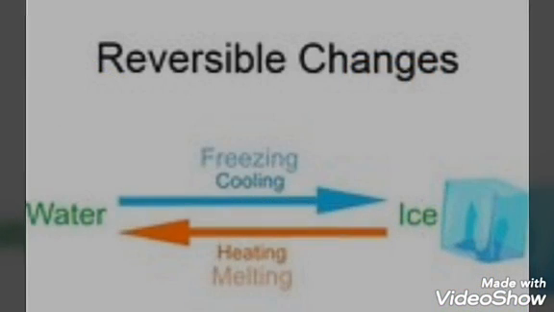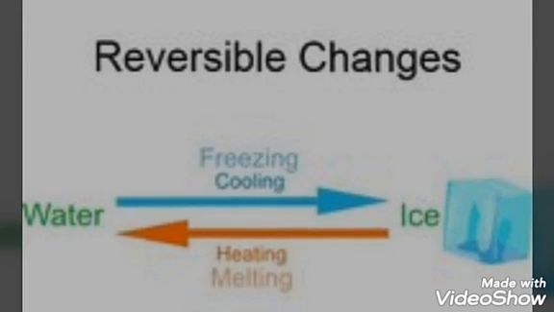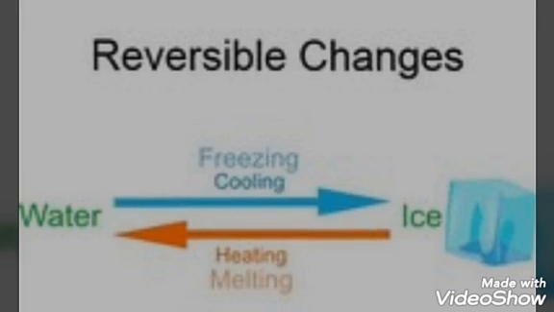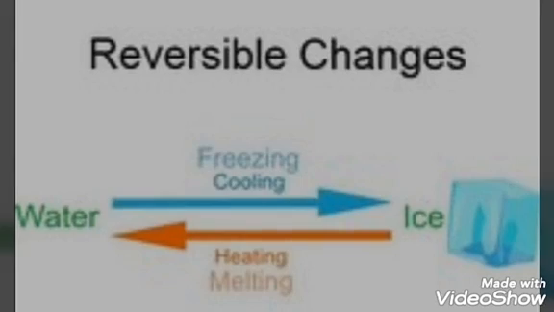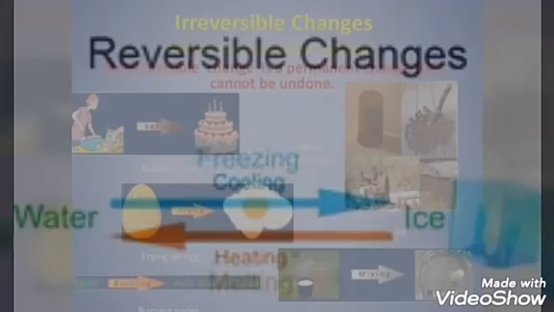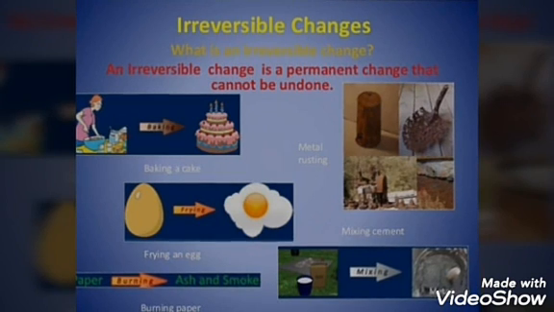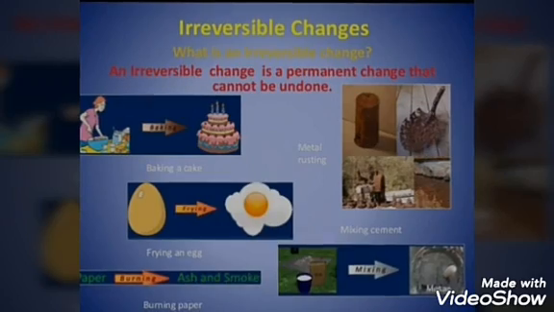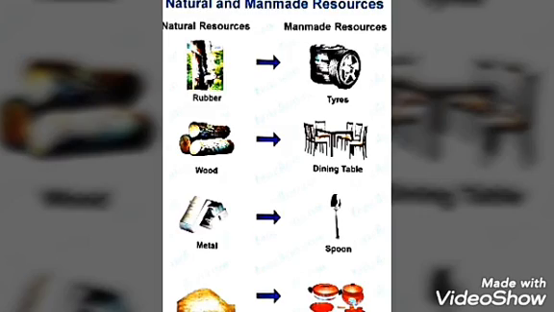When water freezes, it converts into ice, but ice on melting again forms water. This is an example of a reversible change. Some irreversible changes are baking of cake, frying of an egg, burning a paper, rusting of metal, etc.